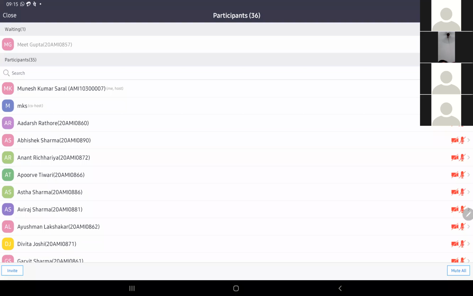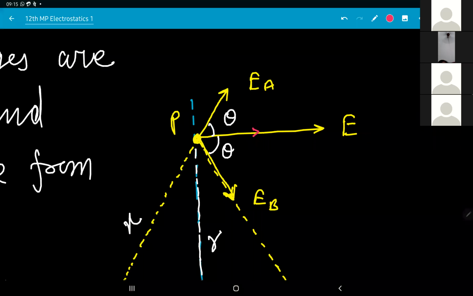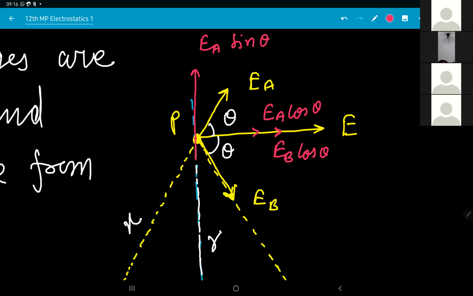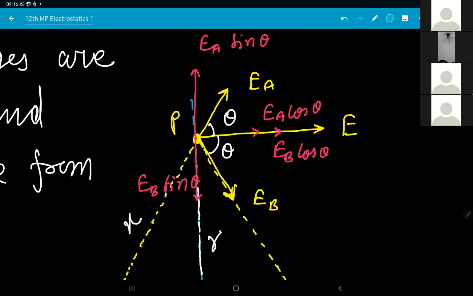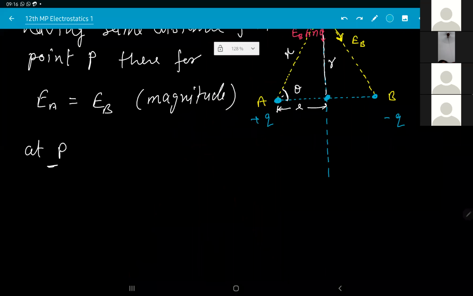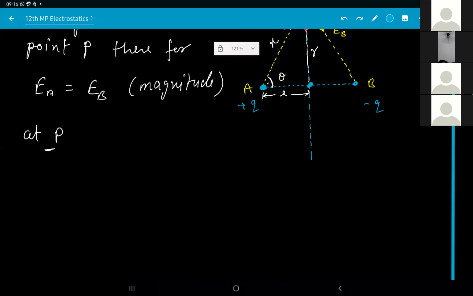Okay. Okay, now see. If we resolve EA, then the resolutions are EA cos theta, and in this direction, it is EA sin theta. Okay. And if we resolve EB, then in this direction, we find EB cos theta, and in this direction, it will be EB sin theta. Now tell me, can I cancel EA sin theta by EB sin theta? Absolutely, sir. Why? Because, sir, they are opposite, so they will cancel. Yes, the magnitude is the same in opposite directions.